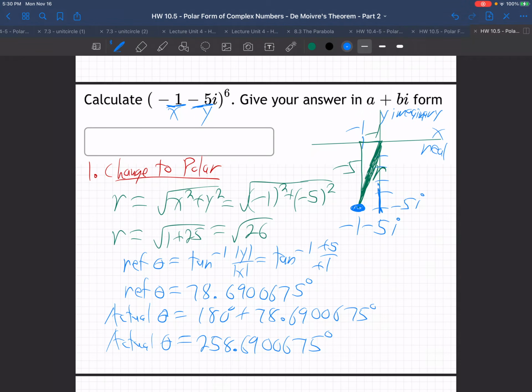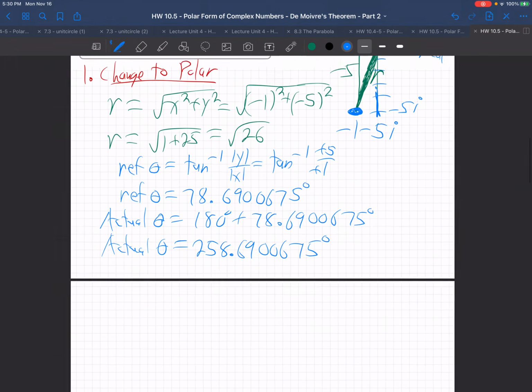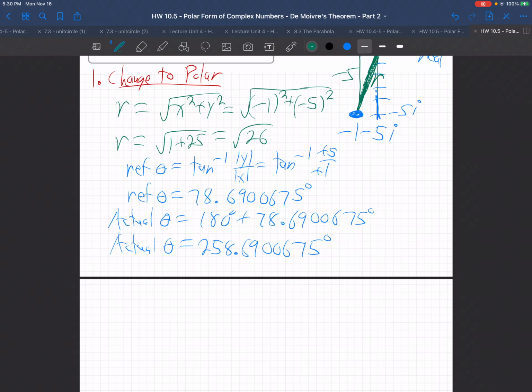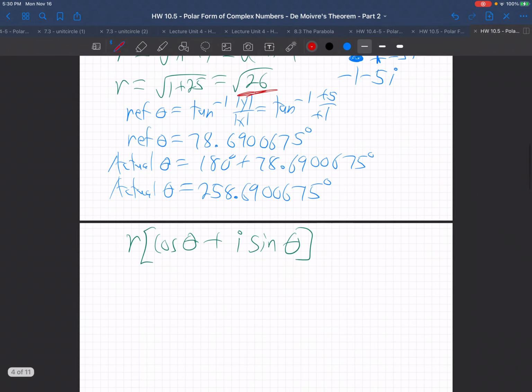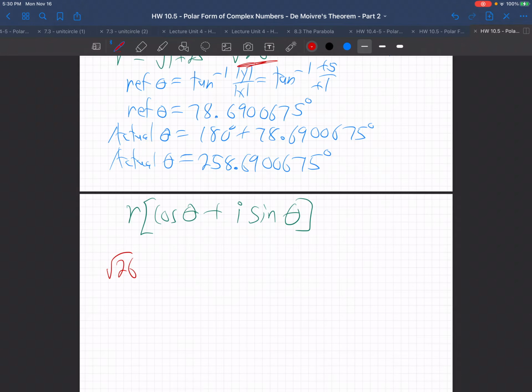So now, to finish the polar form, remember polar form is r times cosine theta plus i sine theta. So now we've got our r. r is right here, square root of 26. Just leave it that way for now. Square root of 26 times the cosine of that angle, 258.6900675 degrees, plus i sine of that very same angle, 258, dot, dot, dot.